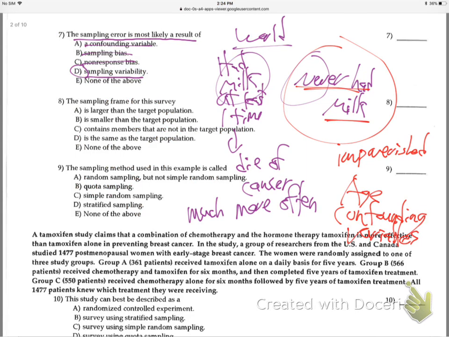The sampling frame for this survey. What is a sampling frame? A frame is something that a picture is inside of. It's something that you take stuff out of, a frame, right? You frame it. So let me try to help you with that. In fact, let me get this on a fresh screen here.